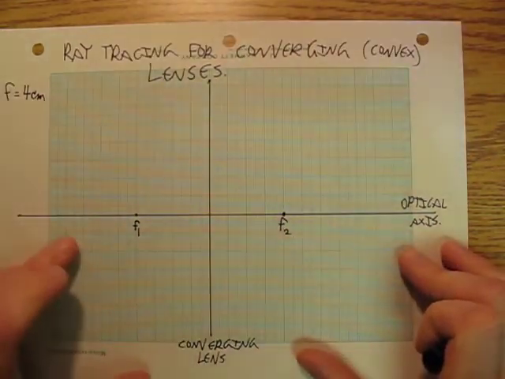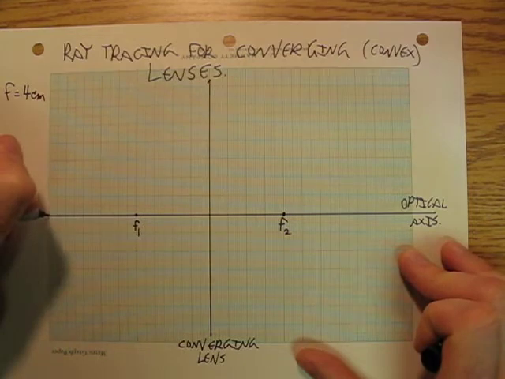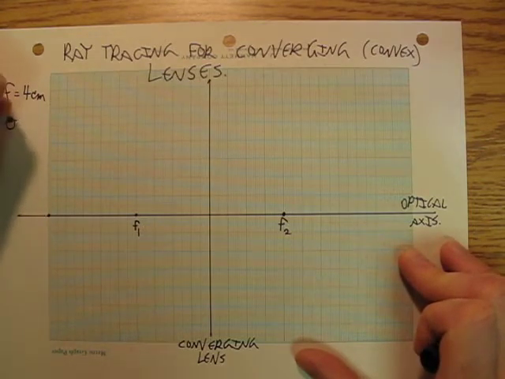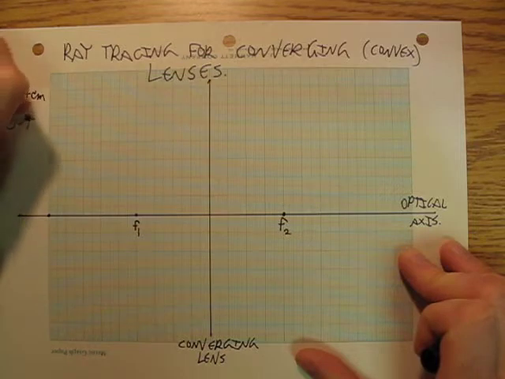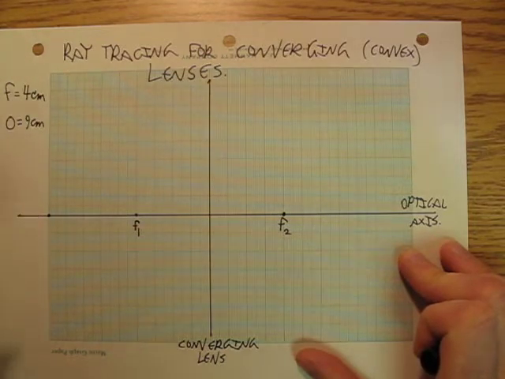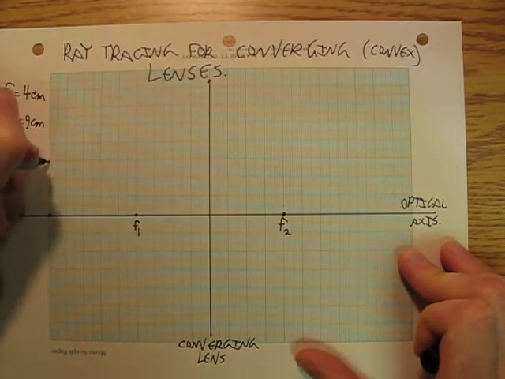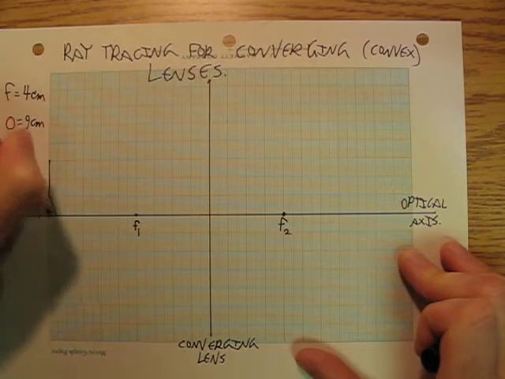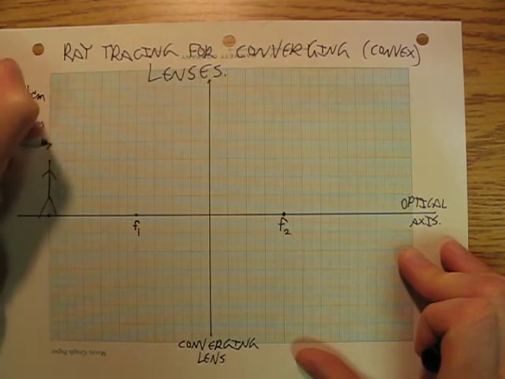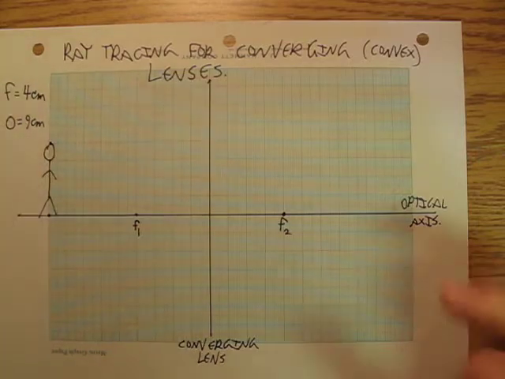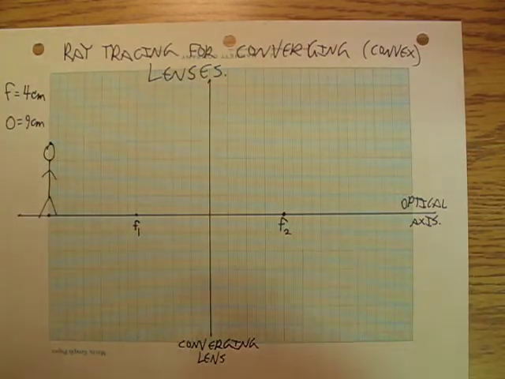And then I'm going to put my person out here. I'm going to say my object is going to be 9 centimeters. And so I'm going to have my little person at 9 centimeters with their little light bulb head. It is the man with the light bulb head.